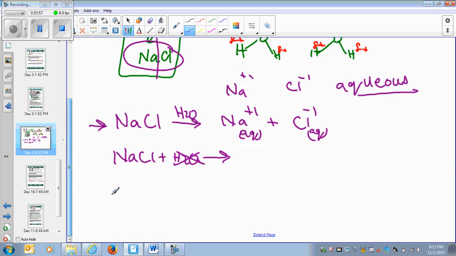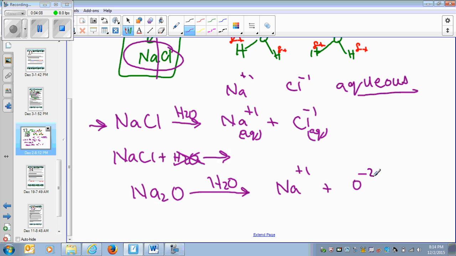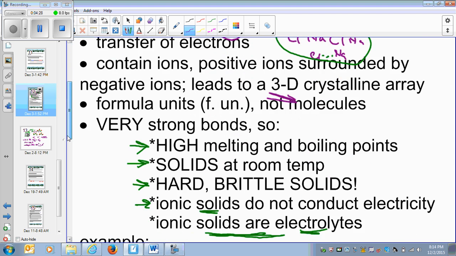So if I take Na2O and I put this into water, water will split it into sodium plus and oxide minus 2. You know the charges already. And I have two sodiums here, so I will put that as a coefficient. Okay, so whatever I'm doing right now is dissociation. This process of splitting into ions is called dissociation, and this is called a dissociation equation. So let's go back to the notes.